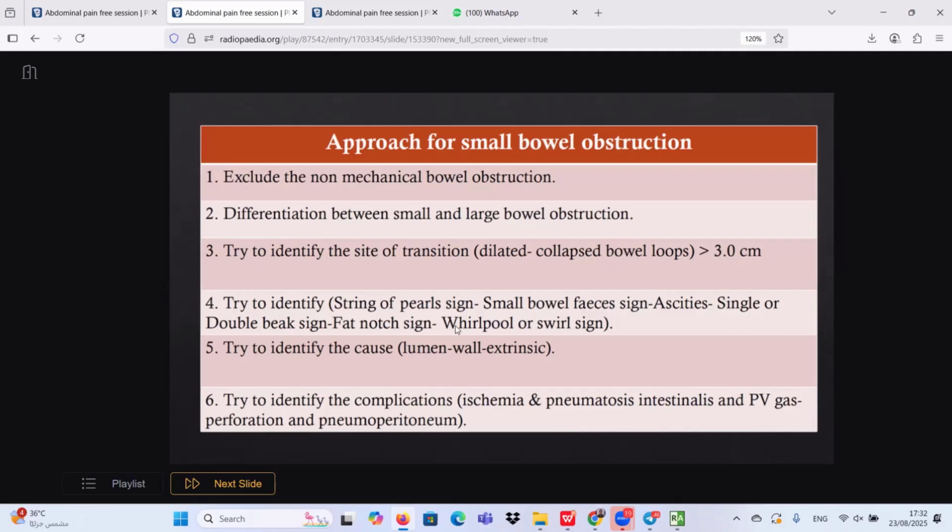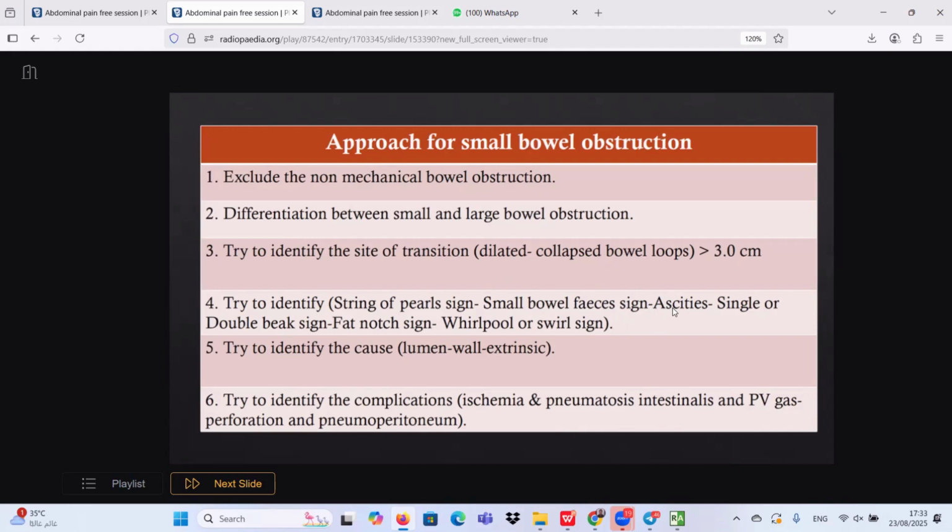Try also to identify the small bowel feces sign. We will see this one: ascites and small bowel feces sign. If you find a long segment of small bowel feces sign and ascites, we are dealing with high grade intestinal obstruction. It is not low grade. Take care of this point. Search for a long segment of small bowel feces sign and ascites.